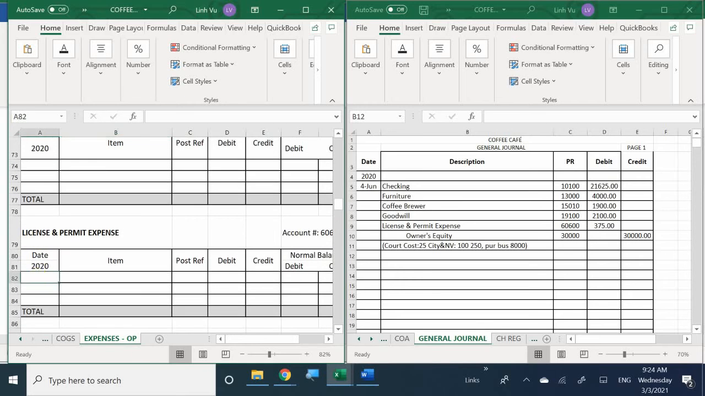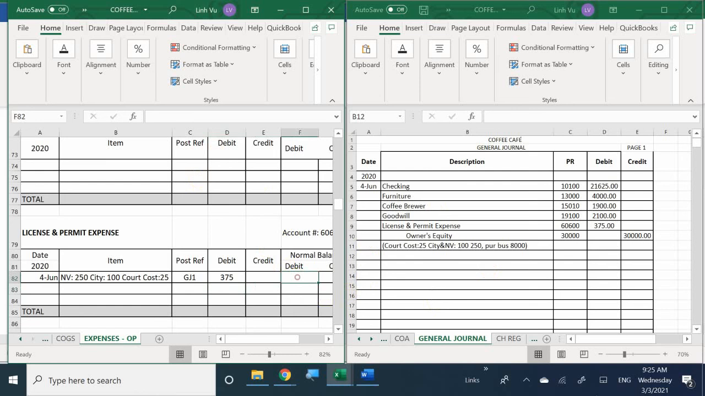So here, I'm going to indicate the date. Okay. So 6-4. And this is where I'm going to indicate what I bought. So here is the Nevada license, Nevada, which was $250. City, which was $100. And then court cost of $25. Okay. Post reference, again, is going to be your general journal number 1. My debit here is $375. Okay. So here I've placed my description of what this $375 entails. It entails my Nevada license, my city license, and the court cost.